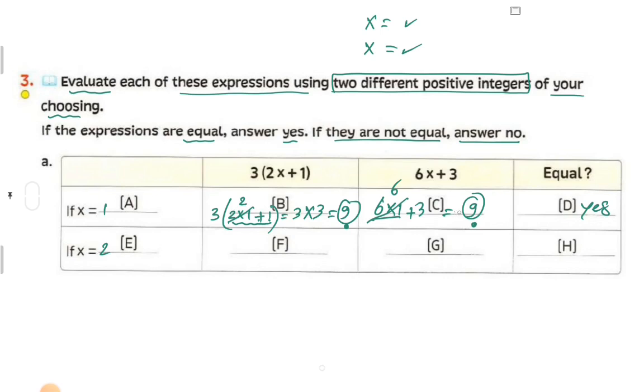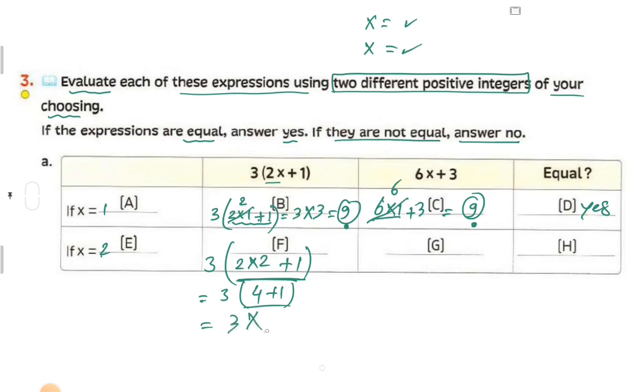But from the first trial, I'm not sure if they are equivalent or not. Go to the second trial, then decide if they are equivalent to each other or not. When x equals 2, 2x means 2 times x, so 2 times 2 plus 1. Do the parentheses first. Inside the parentheses we have plus and times. Start with times: 2 times 2 equals 4, plus 1.